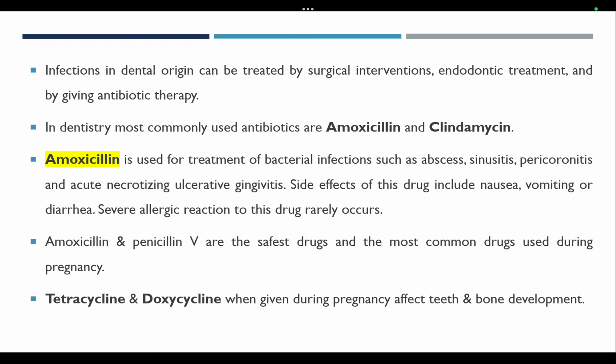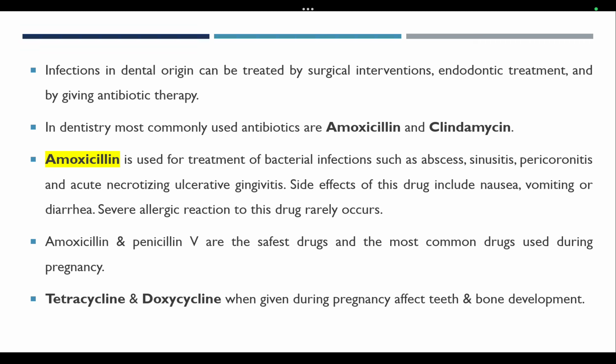Okay. And infection of dental origin can be treated by surgical intervention and endodontic treatment, in addition to or in conjunction with giving antibiotic therapy. So many dental procedures are followed by prescribing analgesics and antibiotics, even simple extraction for some patients. In dentistry, the most commonly used antibiotics are amoxicillin and clindamycin.